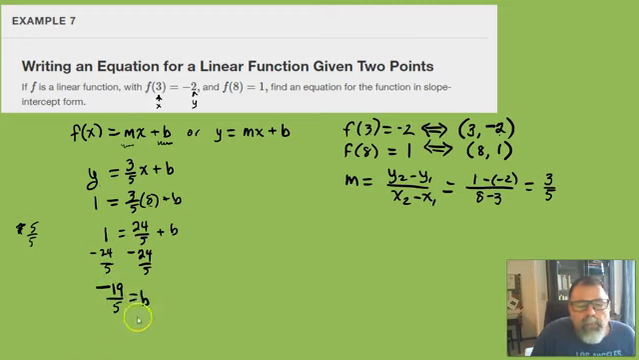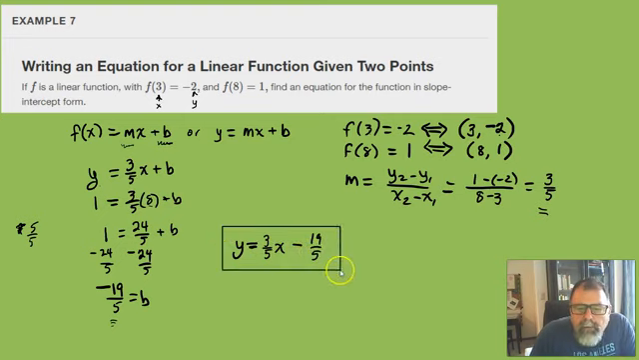Now we have our two pieces of information. We have the m, which is 3/5. We have the b that we just figured out is negative 19/5. So our equation in slope-intercept form would be y equals m, which is 3/5, x, plus b, which is negative 19/5. And that is our final answer.